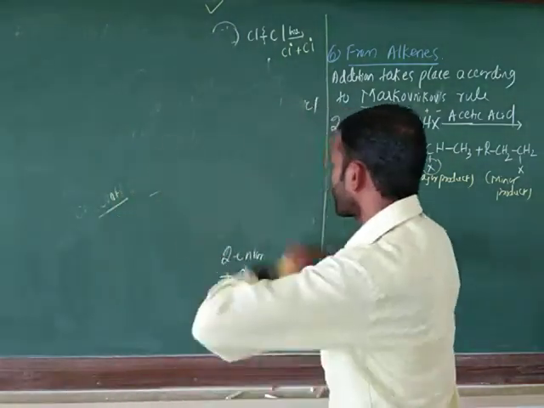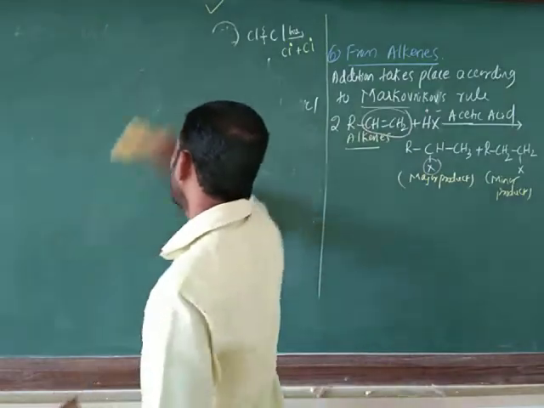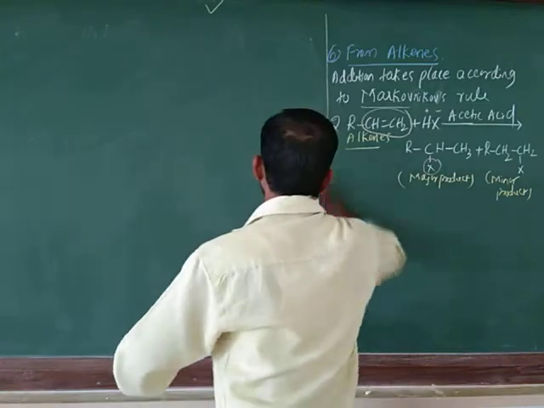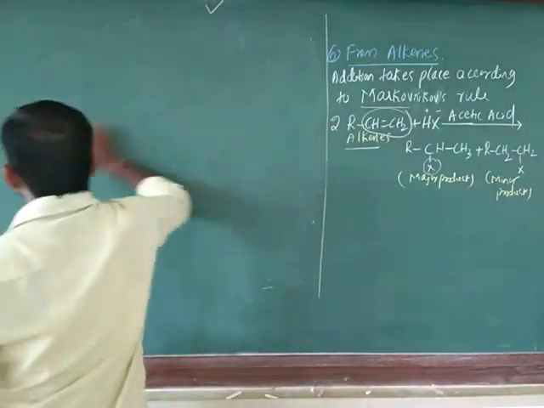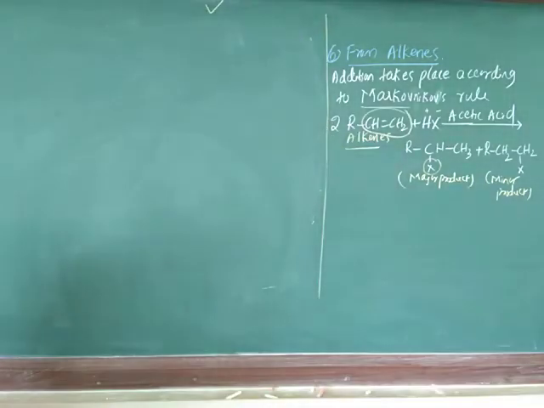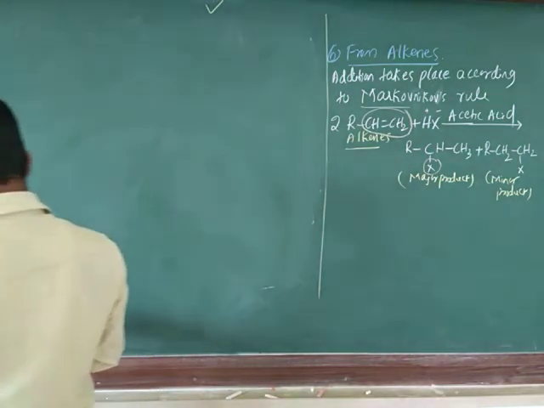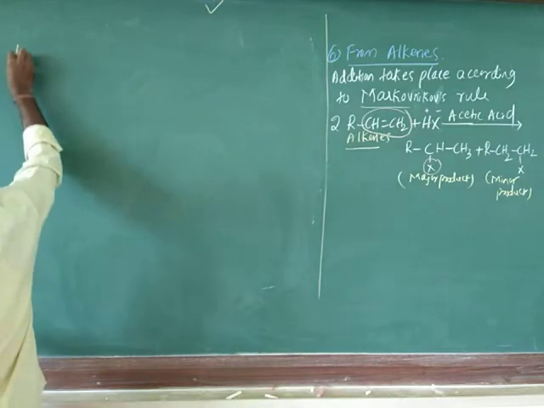Anti-Markovnikov rule. The anti-Markovnikov rule definition is that the incoming nucleophile is going to attack the carbon containing more number of hydrogen, that is called anti-Markovnikov rule. Okay, just see here, anti-Markovnikov rule.